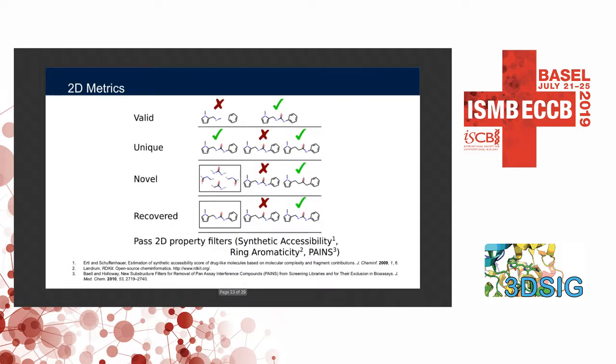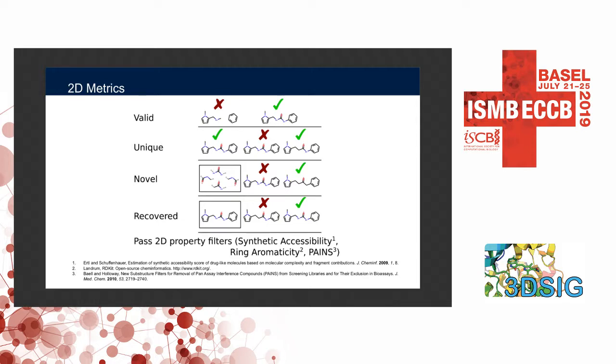So the first thing we wanted to do was look at whether or not the molecules that we've proposed are sensible, first in a 2D setting. And so these are the metrics we've looked to assess by. The first is a validity metric, which is just, did we actually join together the two fragments, or was our system unsuccessful in doing so?